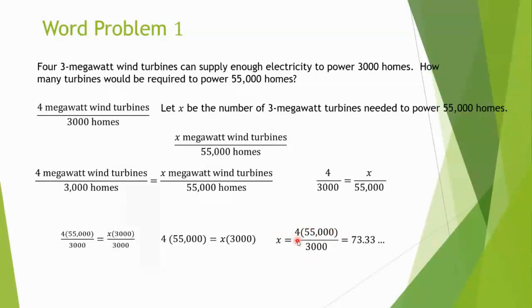Okay, and it turns out you get about 73 wind turbines. Although I guess one can really argue you would need more than that because it's 73.33. But I rounded it to 0 decimal places. I mean, I would tell you how many decimal places to round to. All right, so we have that word problem. Are there any questions on this?